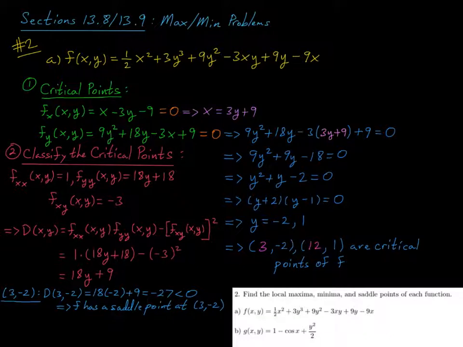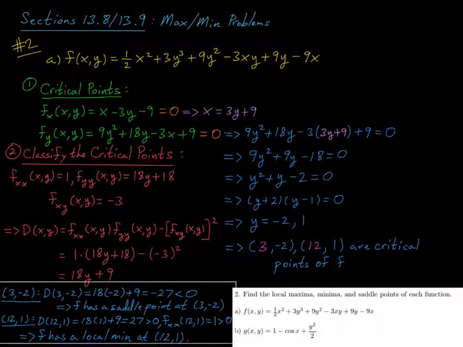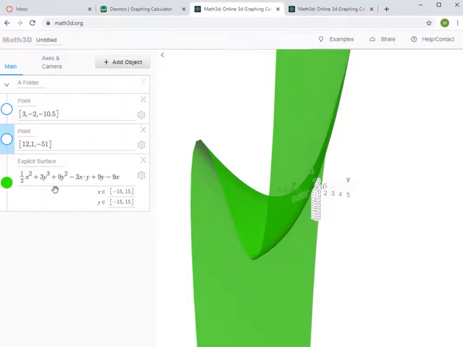Okay, at the point (12, 1), D is positive 27, and we note here that the xx derivative of f at (12, 1) is equal to 1. The xx derivative is just constant, and that being positive implies that the graph of f has a local min at (12, 1). Okay, so that summarizes the classification.